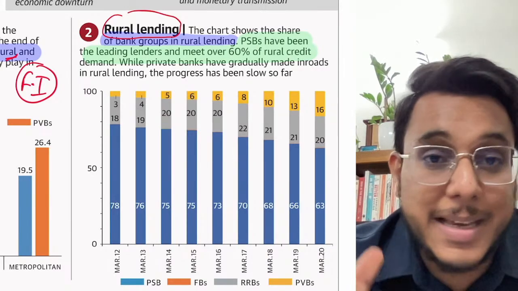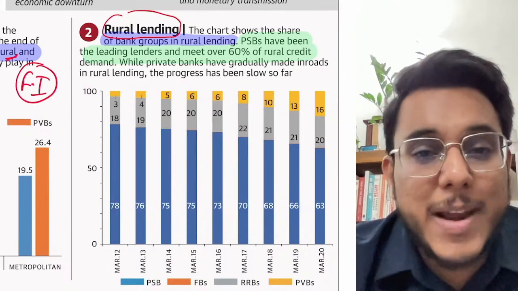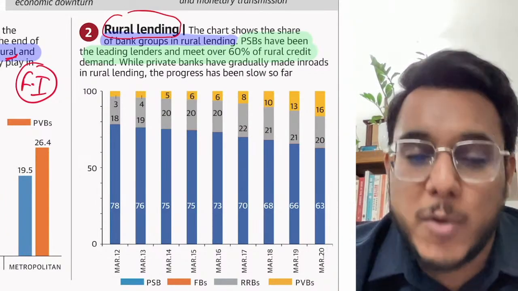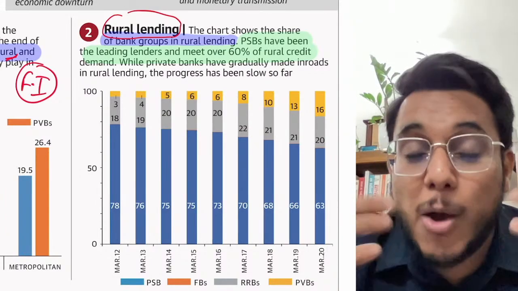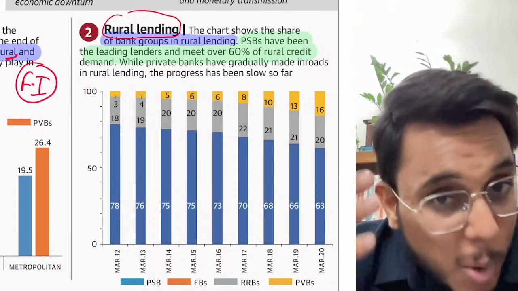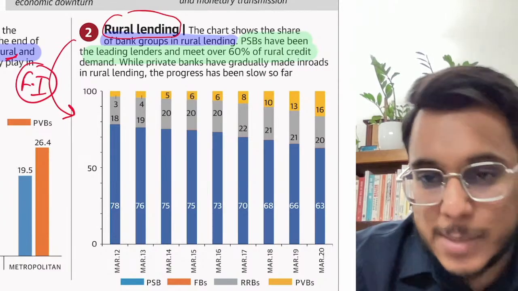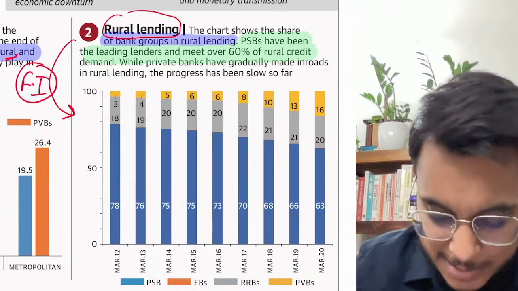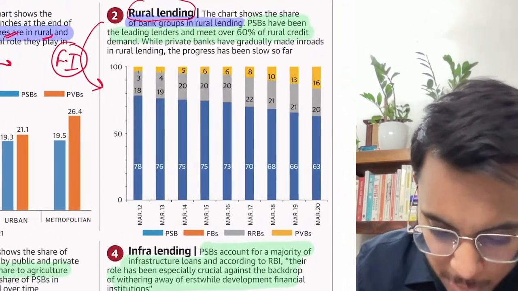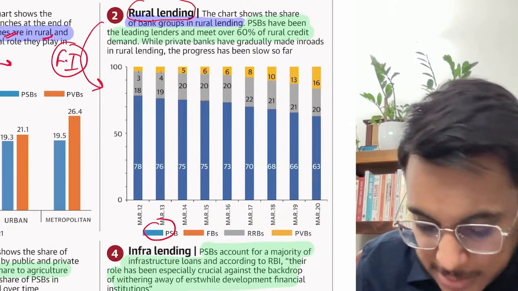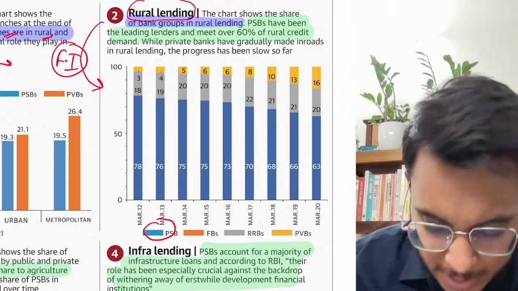During the lean season, suppose today I sowed wheat. The wheat will be harvested after a few months. During this time, I also need to provide some inputs, so loan money is needed. There, rural lending has been done substantially by the public sector banks. When we talk about the public sector banks, they have done substantial lending in this direction.